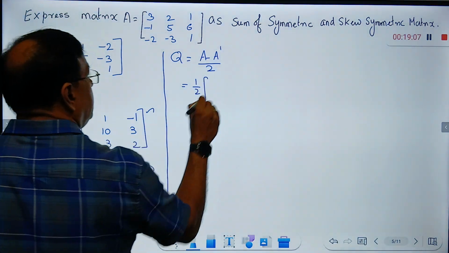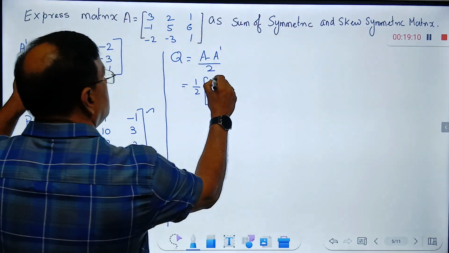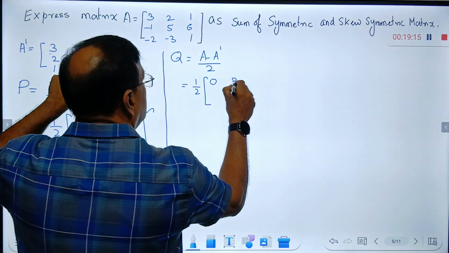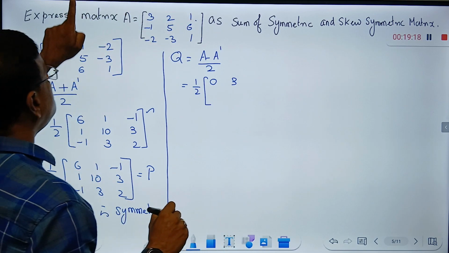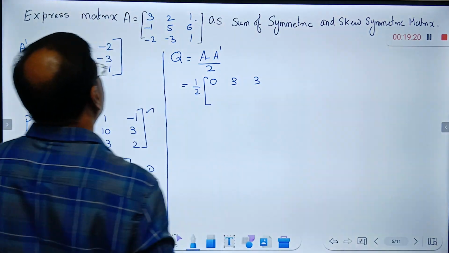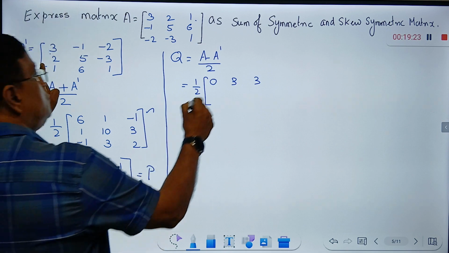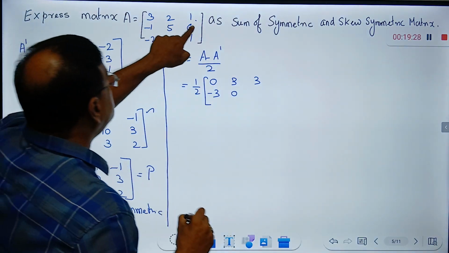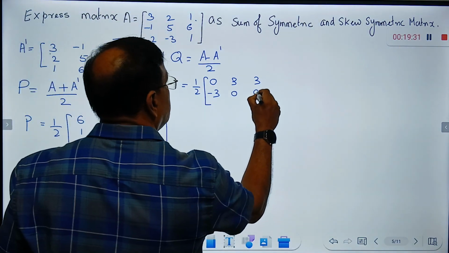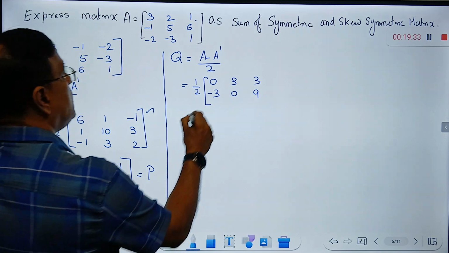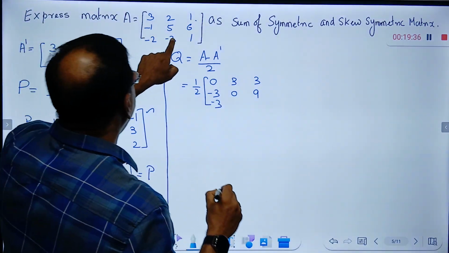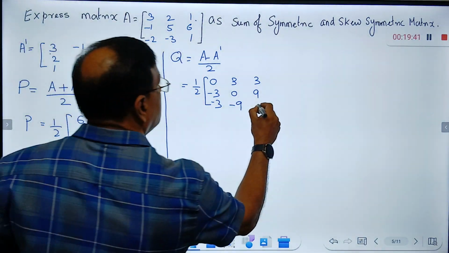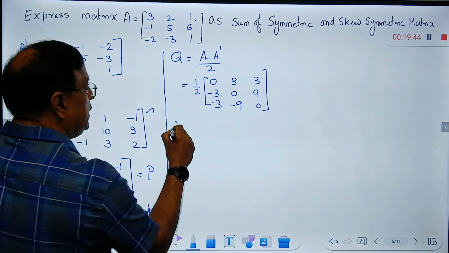Half of A minus A transpose. What is 3 minus 3? 0. 2 minus of minus 1? 3. 1 minus of minus 2? 3. Minus 1 minus 2, minus 3. 5 minus 5? 0. 6 minus of minus 3? 9. Minus 2 minus 1? Minus 3. Minus 3 minus 6? Minus 9. 1 minus 1? 0.